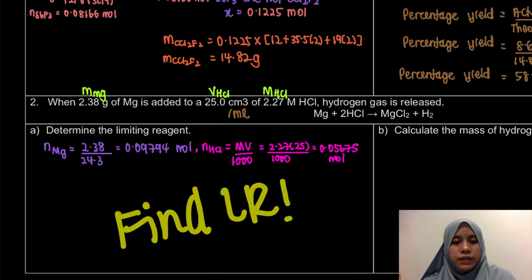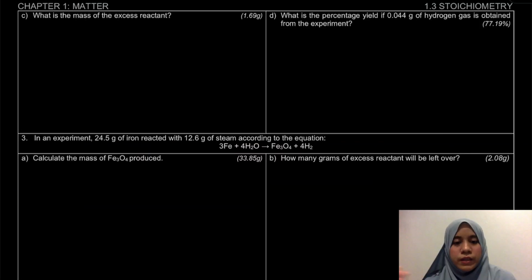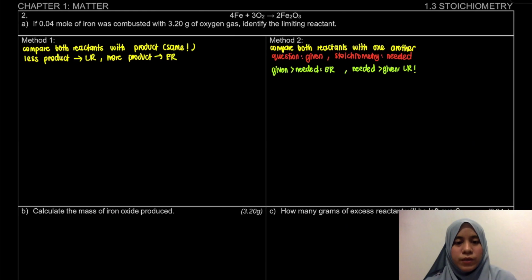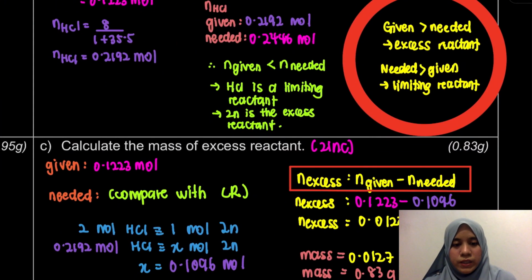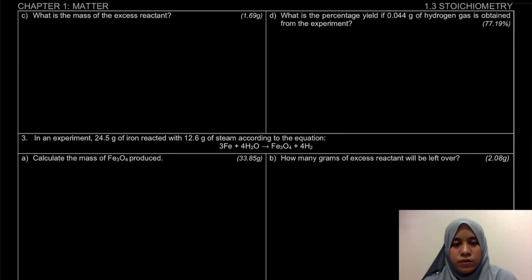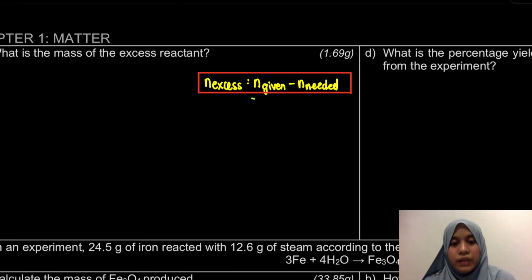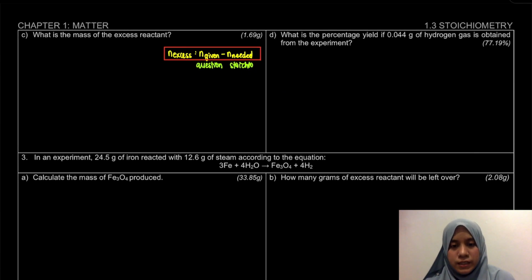Yang ini carilah limiting reactant kamu. Method 1 atau method 2, dua-dua boleh. Question B boleh buat sendiri, C pun boleh buat sendiri. Okay, question C ni if you be unsure, yang ini kita tengok waktu kita buat limiting reactant hari tu. Okay, yang inilah, remember yang given minus needed. Given is actually from your question. Needed tu is actually when you find out from your stoichiometry calculation.